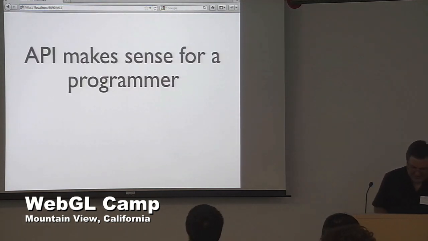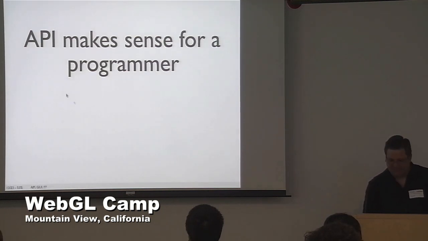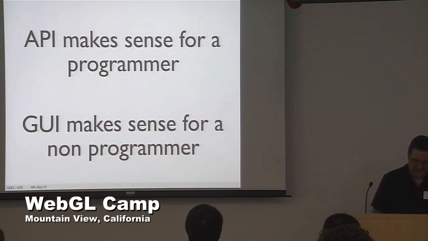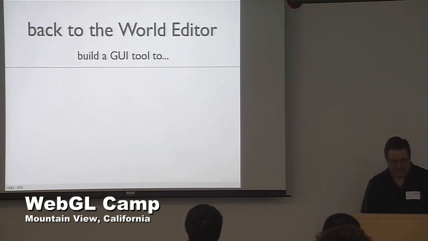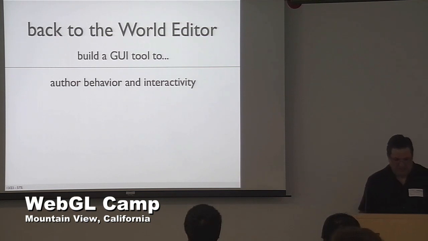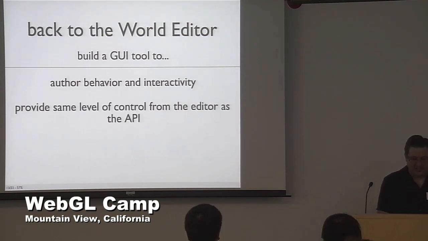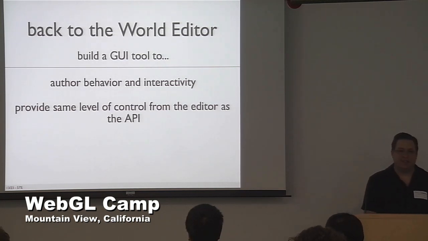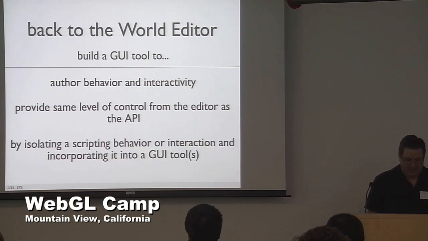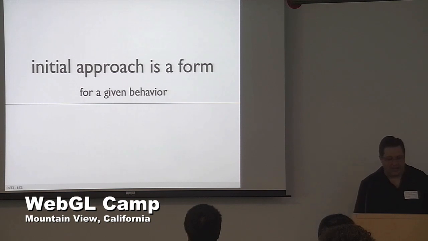Okay, so an API makes sense to a programmer. A GUI makes sense to the non-programmer. So we were building a GUI tool. We wanted to build it to do authoring and interactivity, and provide the same level of control from the editor as an API, hopefully, by isolating scripting behavior or interaction and incorporating it into GUI tools. So hopefully I'll show you that.